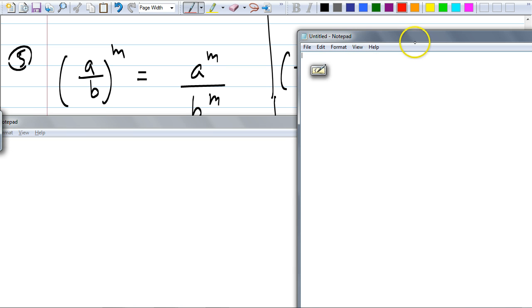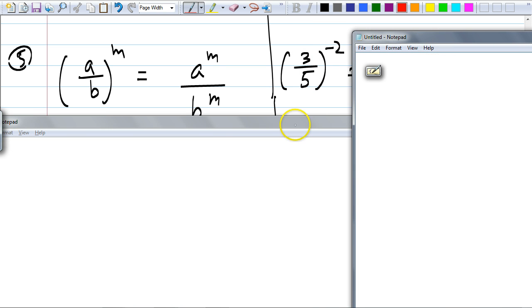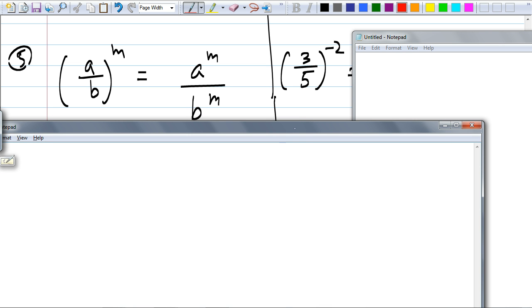So here's the example. 3 over 5 to the negative second power. So Samara, what do we get here when we have 3 over 5 whole thing to the negative second power? Do you get negative 9 over negative 25? No. It's not that you multiply 3 times negative 2 and 5 times negative 2. It doesn't become negative at all. It just becomes 3 to the what power? Follow the shortcut here. 3 to the negative 2 power, isn't that right?